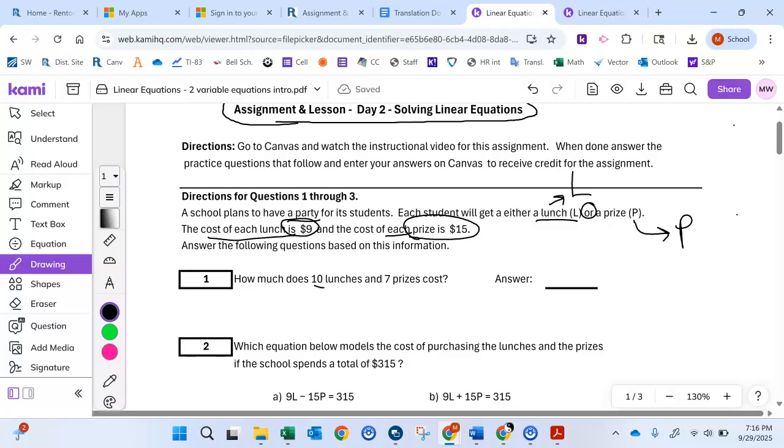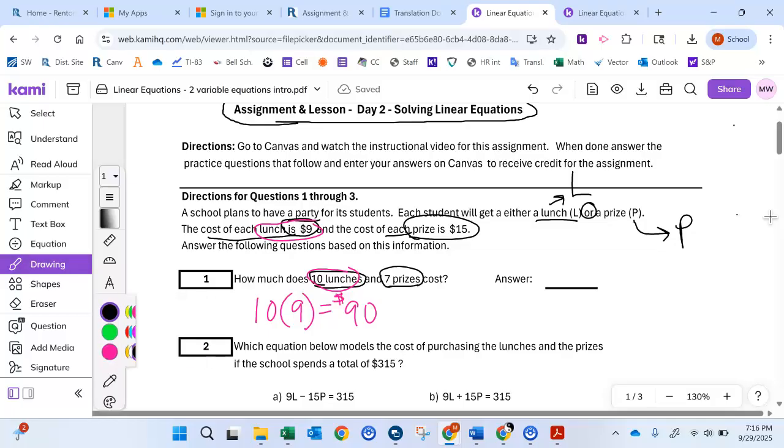So how much do 10 lunches and 7 prizes cost? Well, each lunch is $9, right? So if we're going to buy 10 lunches, we would go 10 multiplied by 9, okay? So that would be $90, okay?